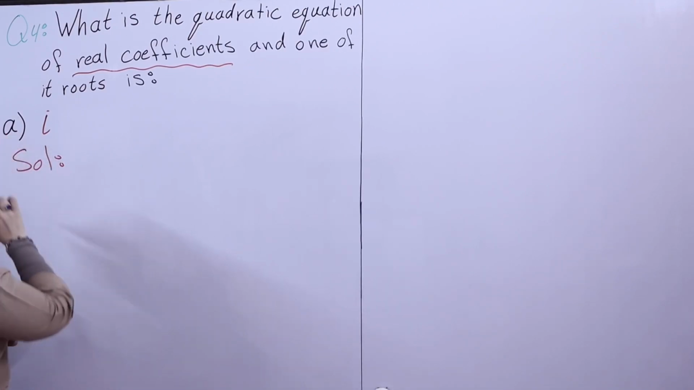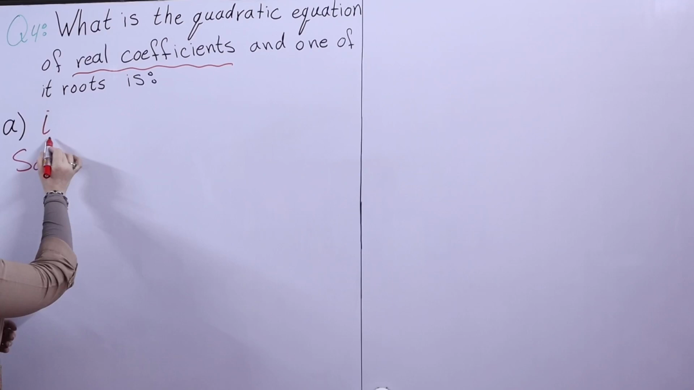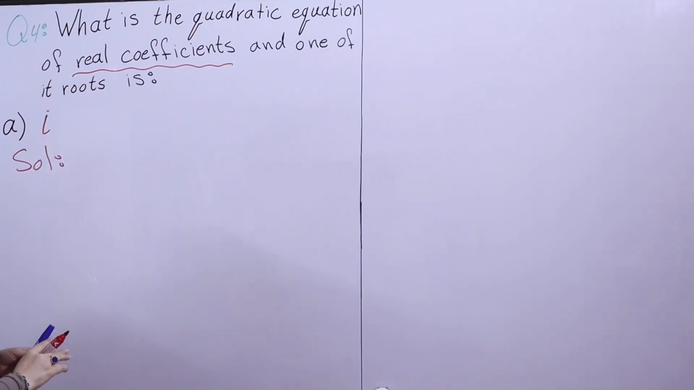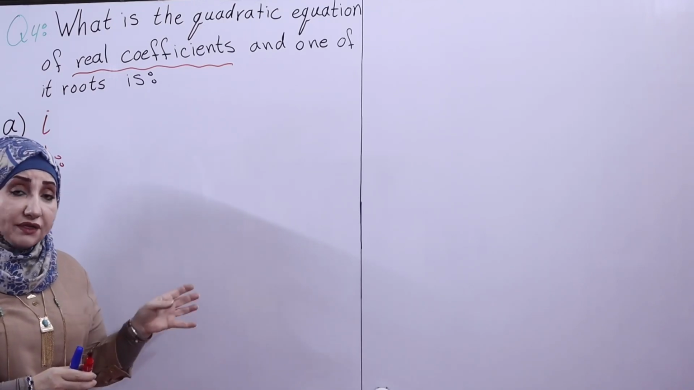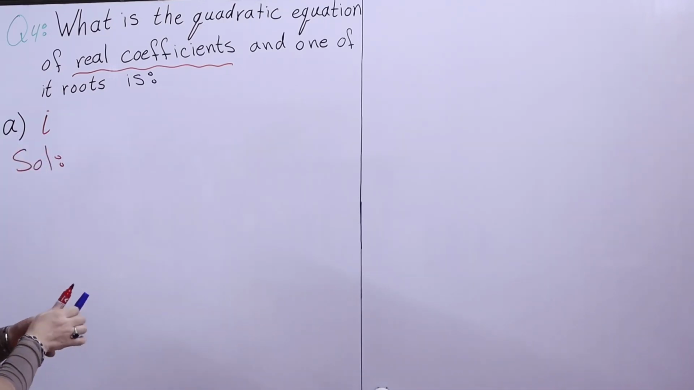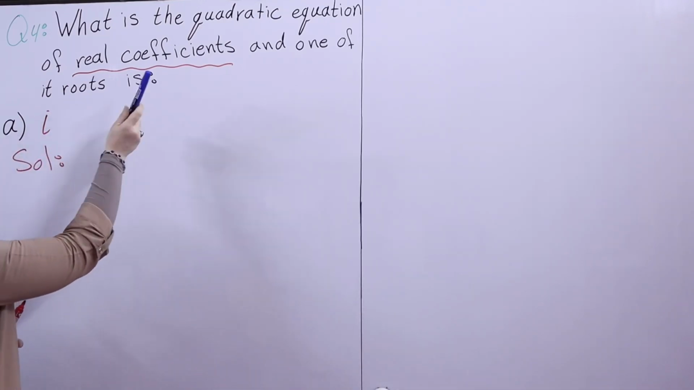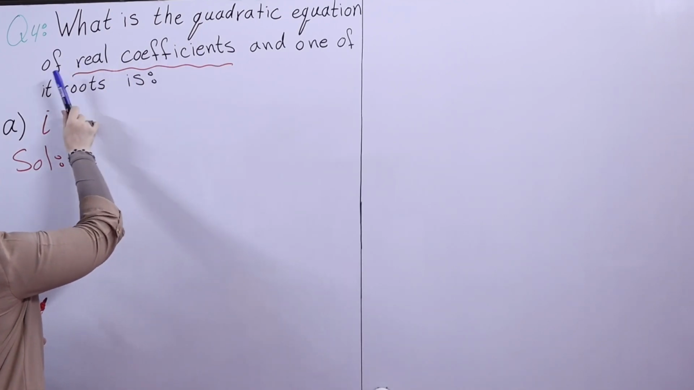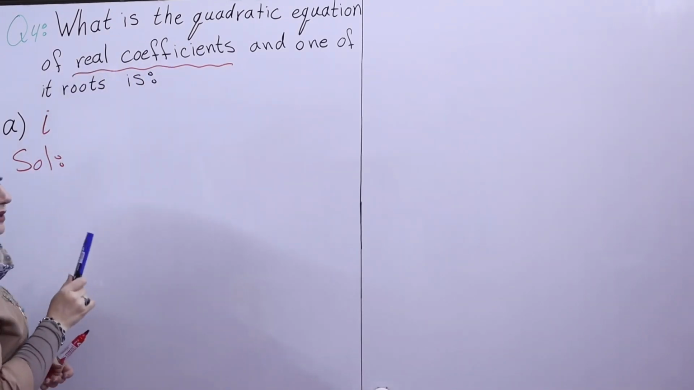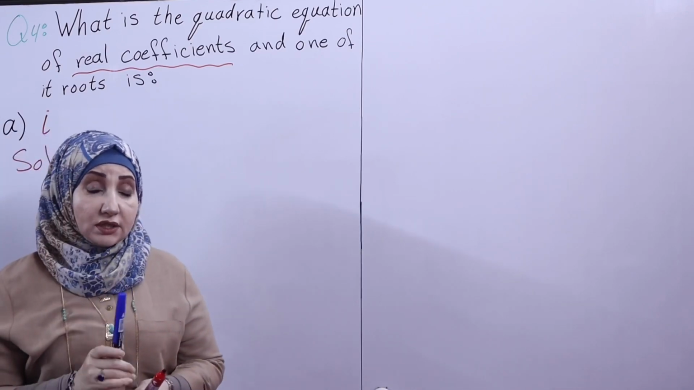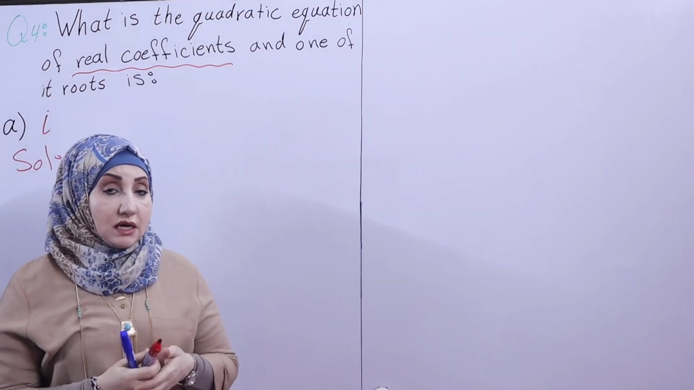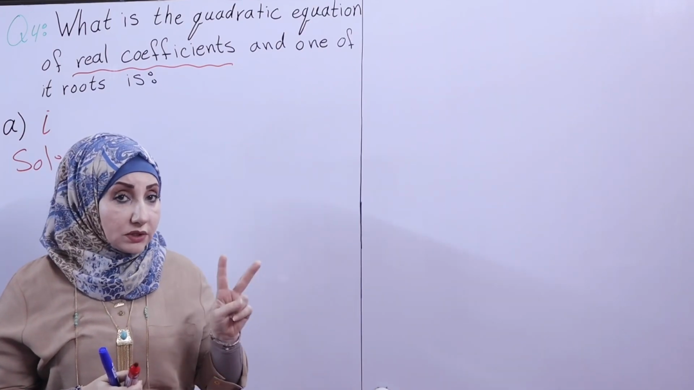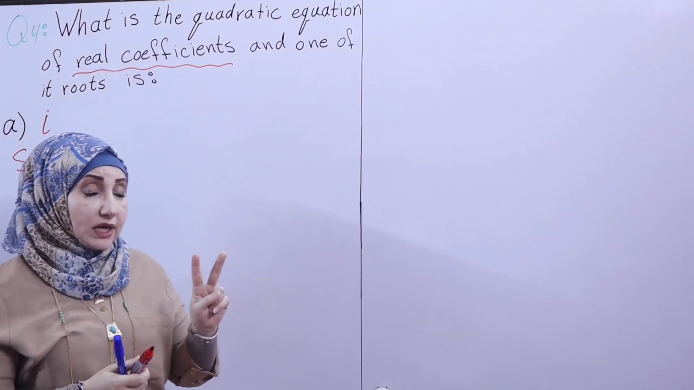Section A. One of its roots is I. So how can we know the other? How can we find the other root? We see that he says the quadratic equation of real coefficients. That means if the equation has real coefficients, that means it has two conjugated roots.